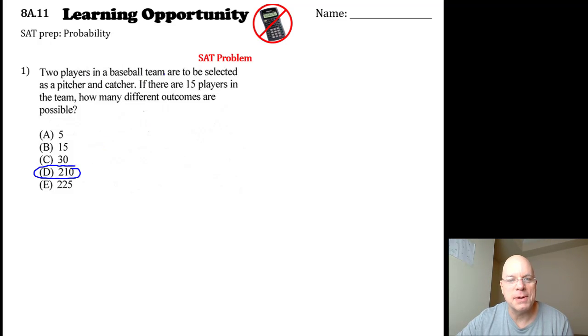Two players in a baseball team are to be selected as a pitcher and a catcher. If there are 15 players in the team, how many different outcomes are possible? This one's actually a pretty straightforward application of either permutations or combinations. We've got 15 players. We're selecting 2. The big question is, does the order matter?